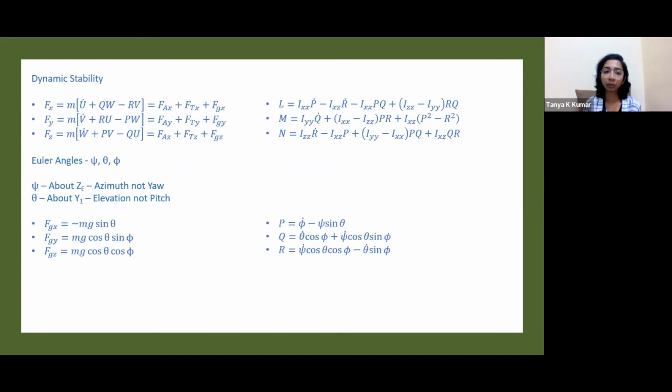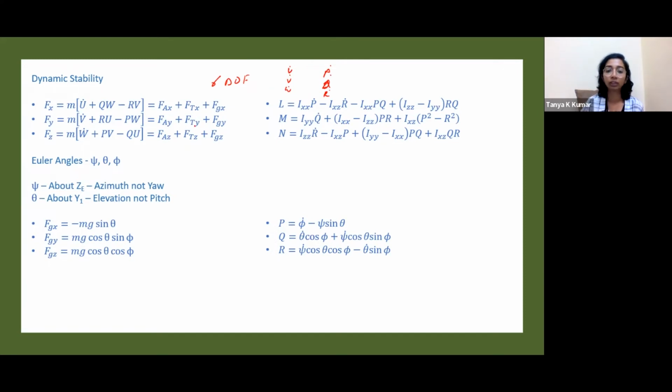What we did was take each of these forces and derive the equations of motion. So this is the final six degrees of freedom equations of motion. The states here are u, v, w, and p, q, r. So for the six degrees of freedom, the dynamic states are u dot, v dot, w dot, and then p dot, q dot, r dot. These are the six degrees of freedom equations of motion that are used to represent the dynamics of an aircraft.